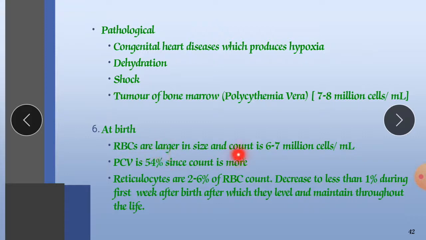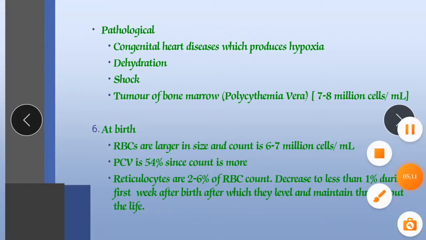At birth, RBC are larger in size and the count is 6 to 7 millions per ml. PCV is 54% since the count is more. Reticulocytes are 2 to 6% of RBC count, decreasing to less than 1% during the first week after birth, which level they maintain throughout life.